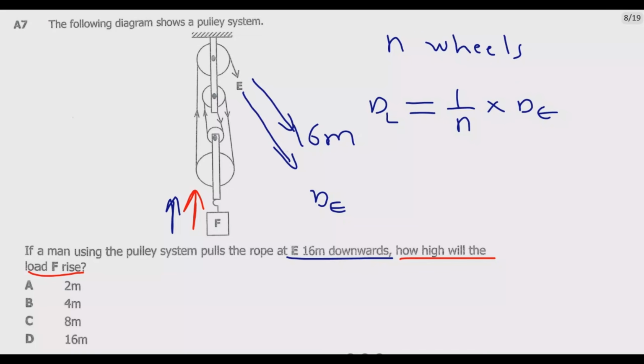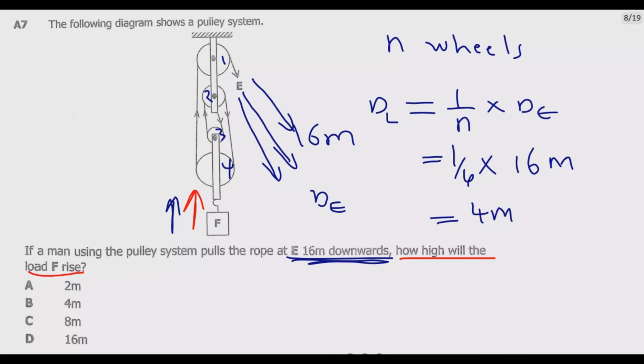So in this case, if we start counting the number of sections, we have 1, 2, 3, then we have 4. So it will be 1 over 4 multiplied by the distance we move the effort. This distance, we move it by 16 meters. So this will give me 4 meters. So 4 meters is the answer. You notice that B is the correct answer. So that is the principle that you use.